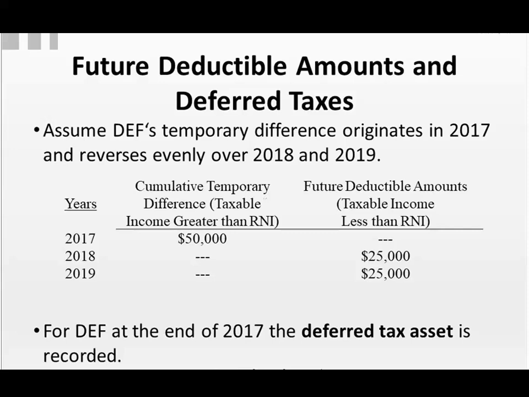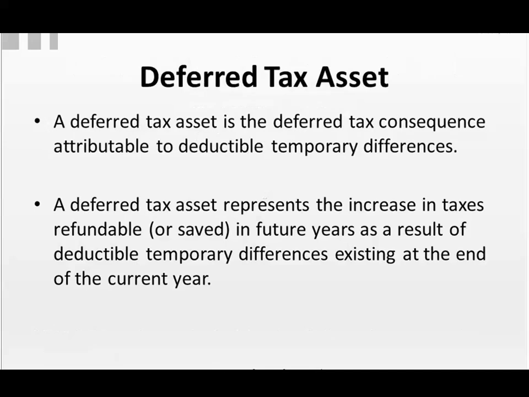All right. So a deferred tax asset is the deferred tax consequences attributed to deductible temporary differences. In other words, I got a $50,000 expense on the books in 17, but I'm not going to take them over in a tax return until half in 18 and half in 19. That's when they'll become a benefit for me on the tax return.